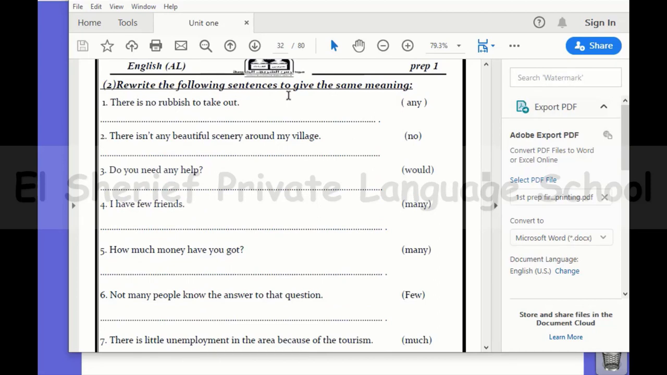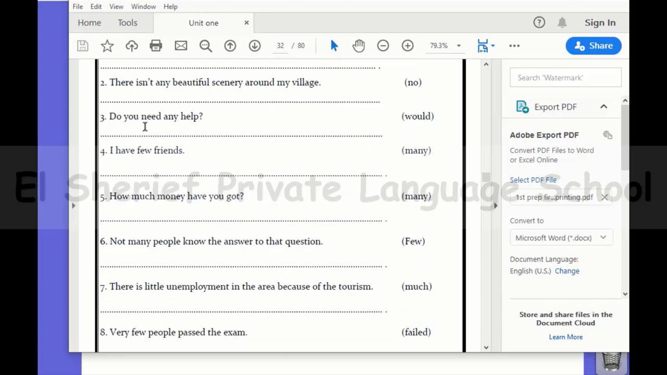Rewrite the following sentences. Number 1. There is no rubbish to take out. Use any. So we are going to put this in the negative form. So there isn't any rubbish to take out. Number 2. There isn't any beautiful scenery around my village. Use no. So the answer is, there is no beautiful scenery around my village.